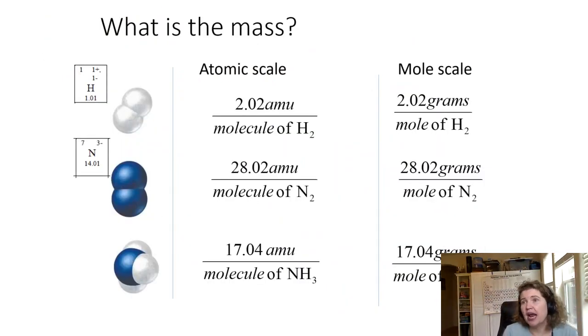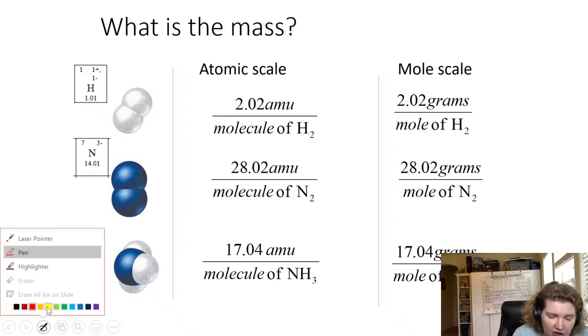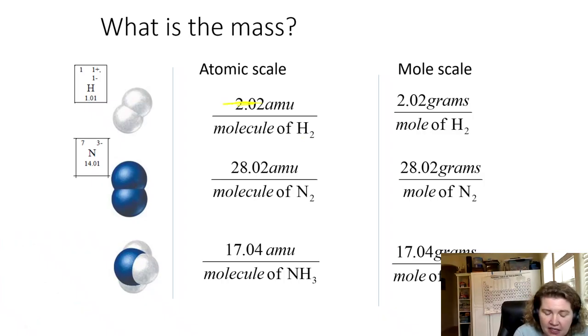Okay, so here we go. Look at the periodic table here, and I am interpreting this value. So first of all, notice what's the same. On the atomic level, oh, I did the wrong thing there. Let me fix it.